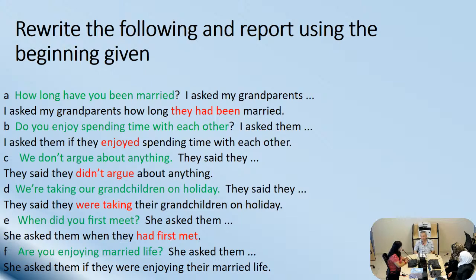Had been married. Do you enjoy spending time with each other? I asked them. Now the new subject is they. I asked them if, because we don't have a question word here, we use if to connect the sentences. I asked them if they, and we just continue the sentence with one step back and omitting do. We don't use do anymore. I asked them if they enjoyed spending time with each other.